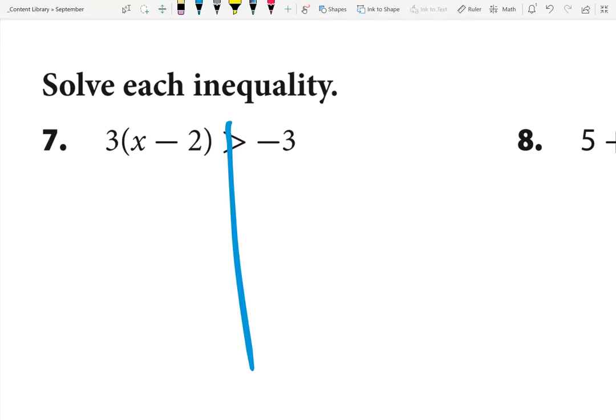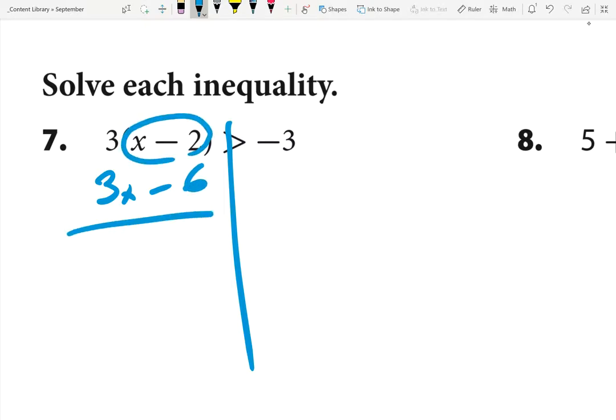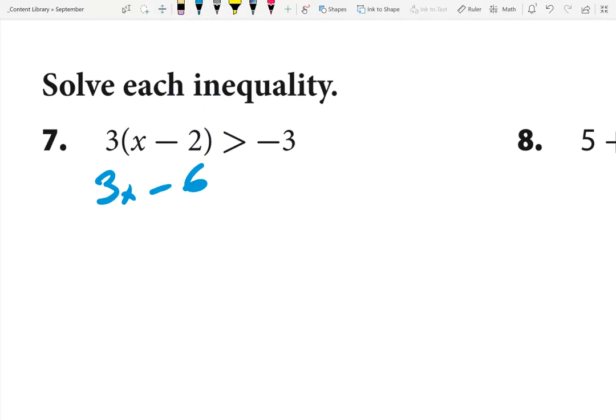But traditionally, what most people do is they'll distribute that 3 and multiply that 3 into the parentheses. So we have 3 times x, right? Because remember, we're taking this x minus 2 and multiplying it by 3. So the x times 3 is 3x. And then the negative 2 times 3 is negative 6. So this right here, 3x minus 6, is the same thing as x minus 2, it's just both of these are tripled. Both of these are multiplied by 3. So that's distributing, and that's greater than negative 3. Just bringing all that down.